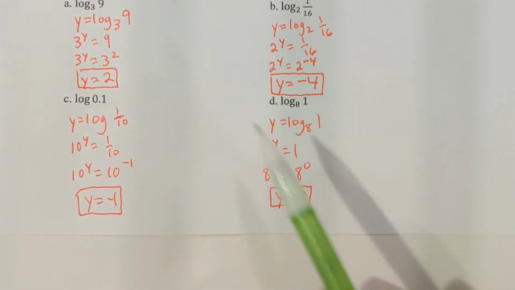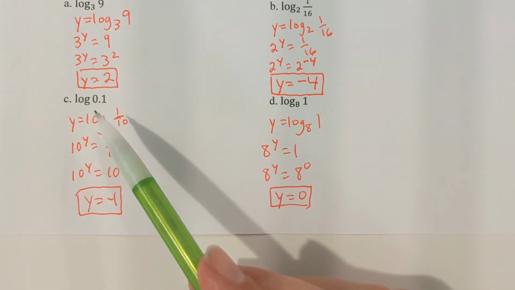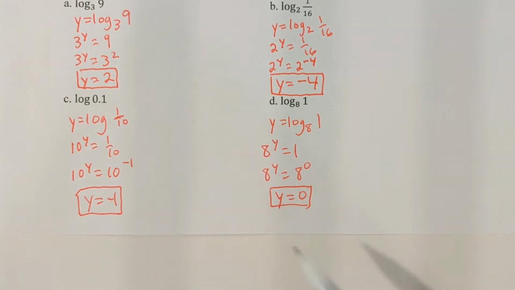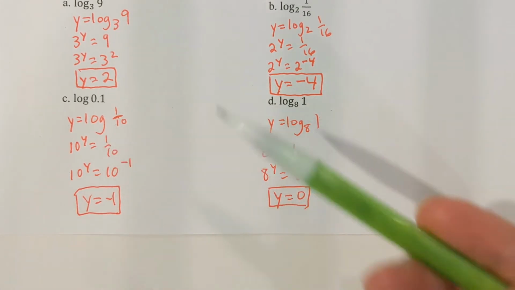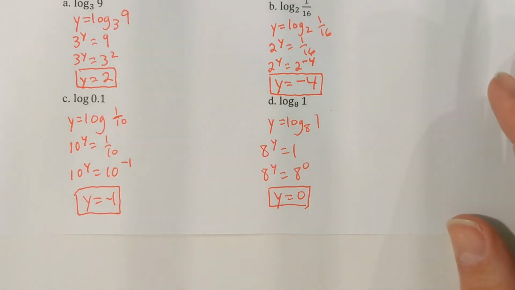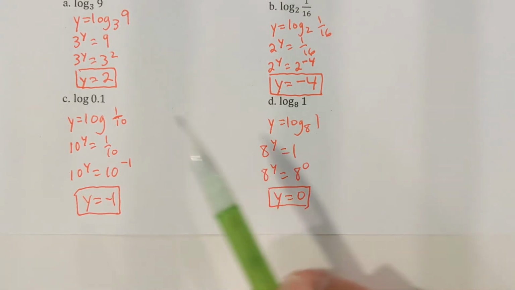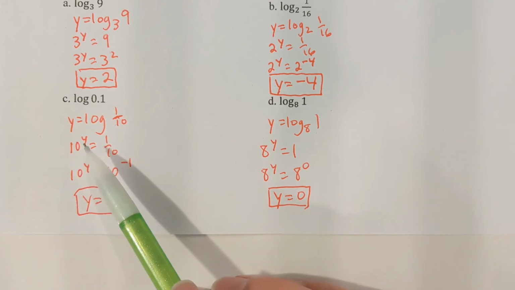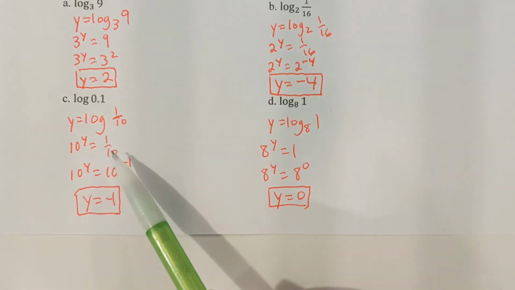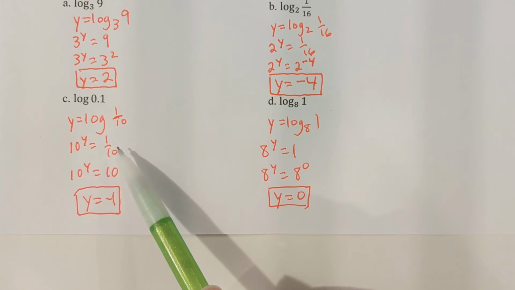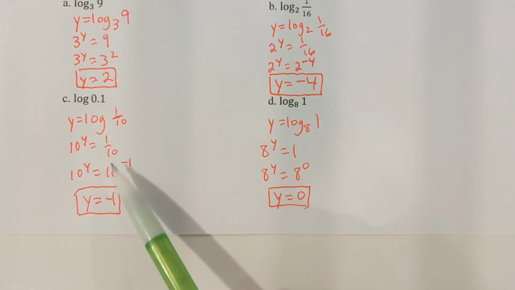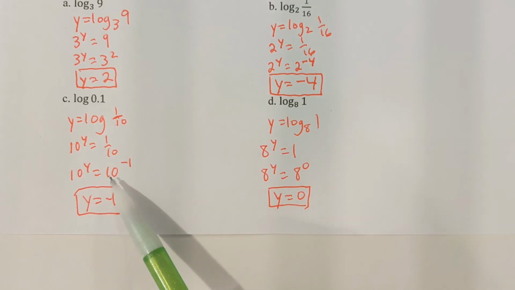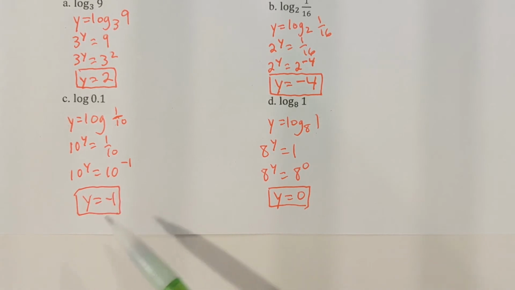Okay, part C. I want to find the value of log of 0.1. When there's no base, we're working with base 10. You can write the base 10 if you want or not. It doesn't matter, but just know that we have base 10. And knowing that we have base 10, in exponential form that means I'll have 10 to the y. 1/10 is my x value, so that's going to be all alone on the other side there. 1/10, that's the same as 10 to the negative 1 power. And now that I've got base 10 on both sides, I can remove the 10's and set the powers equal so that y is equal to negative 1. Okay.